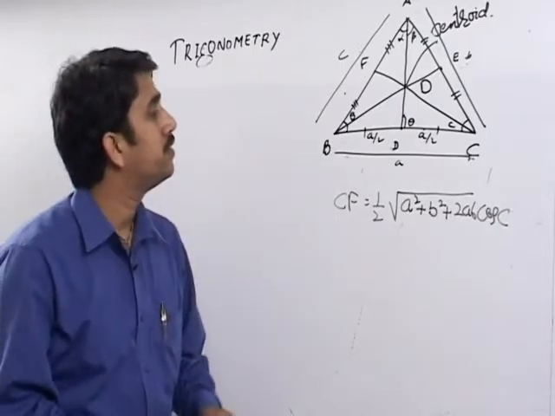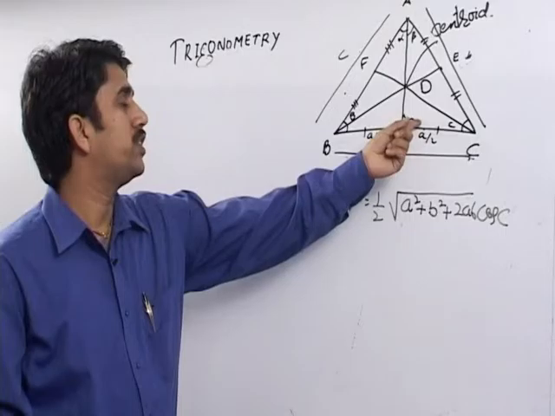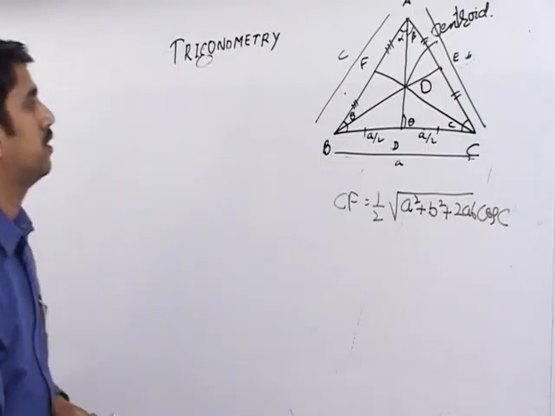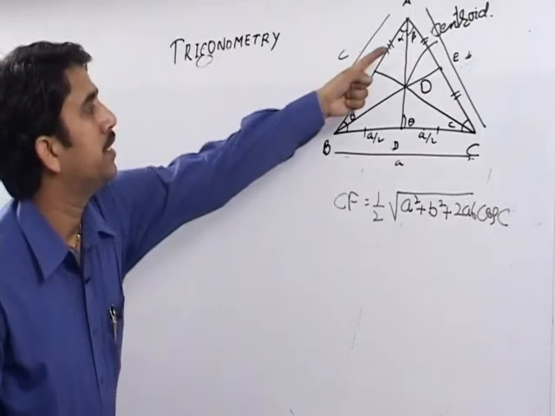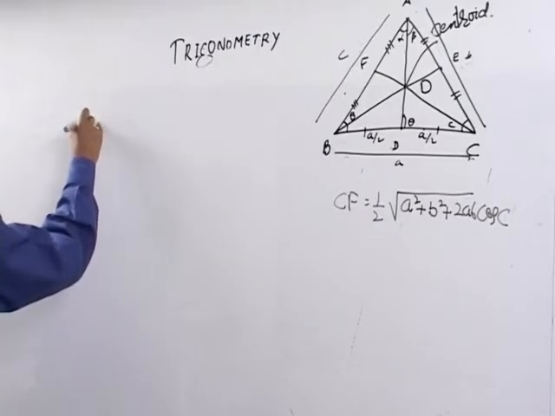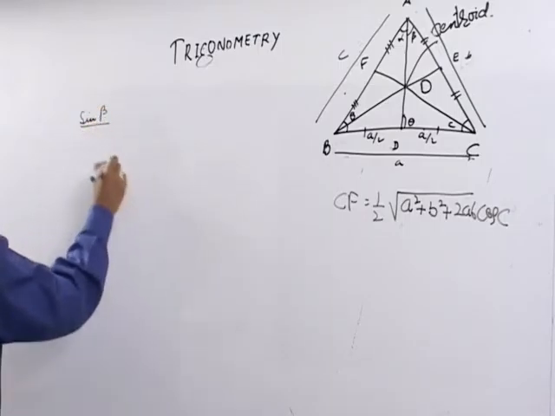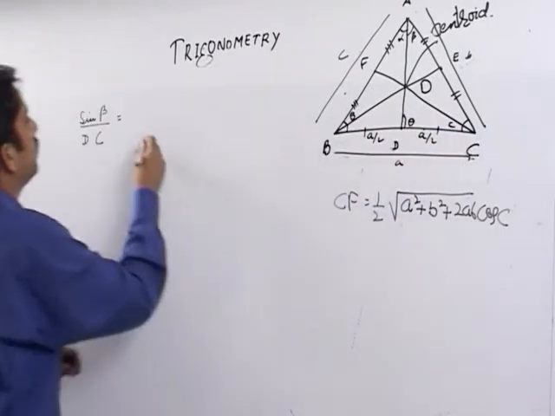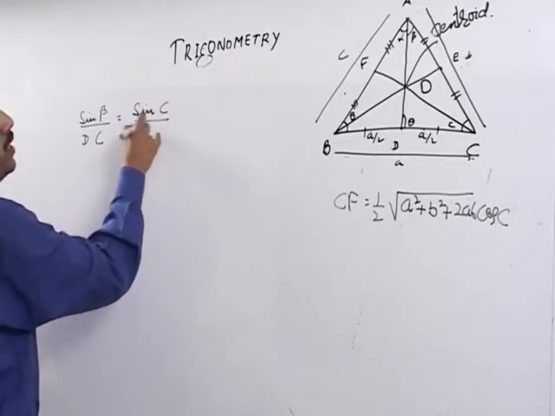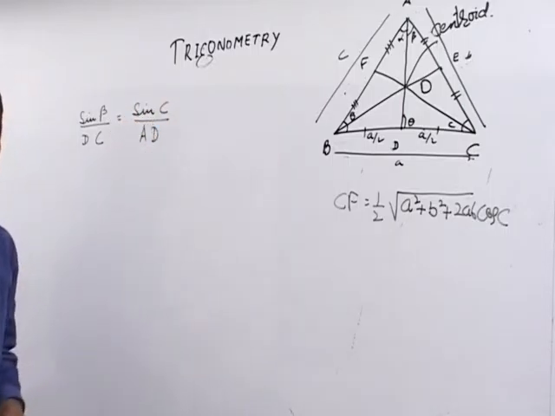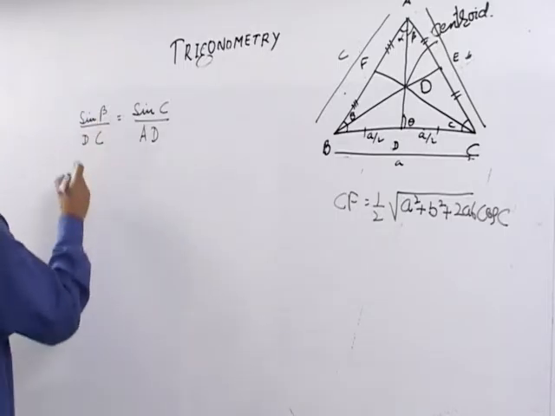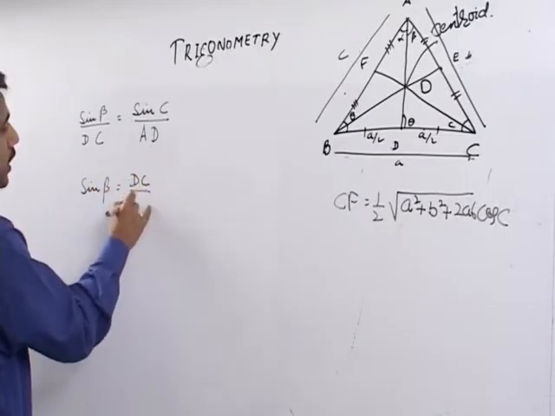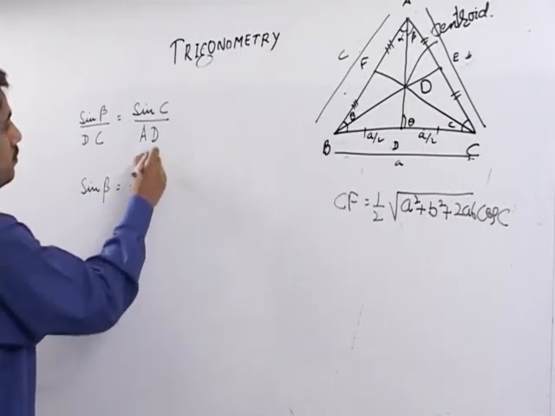Now we will find the angle which the median makes with the sides and the angular point. To find this, we will take sine of beta over DC is equal to sine of C over AD. This is the sine formula. Now we have to find out sine of beta is equal to DC over AD into sine C.